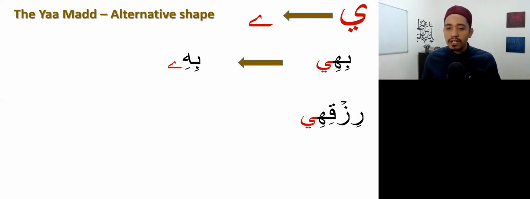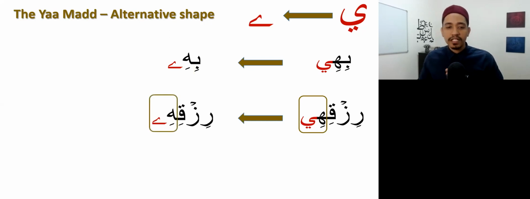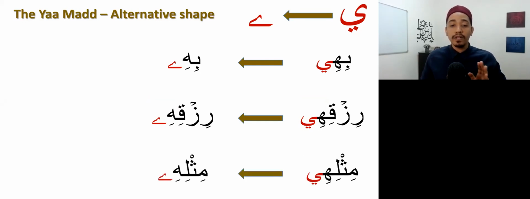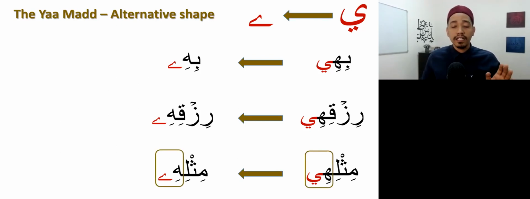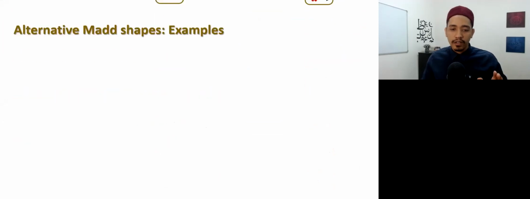Another example, rizqihi. So that he is exactly that he. Mithlihi. And here we go. So this he is exactly like that he. So the ya mad may appear in this shape, whatever that shape is over there. You won't confuse it. You will get used to it very quickly. And it's the same ya mad. It will still have a kasra before it, and it will mostly appear at the end of a word.